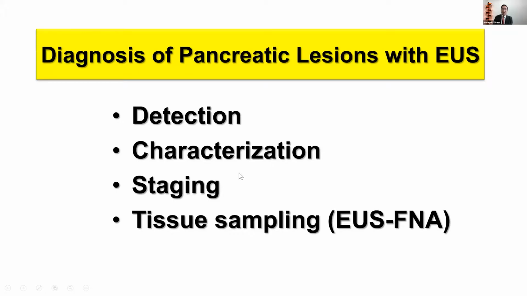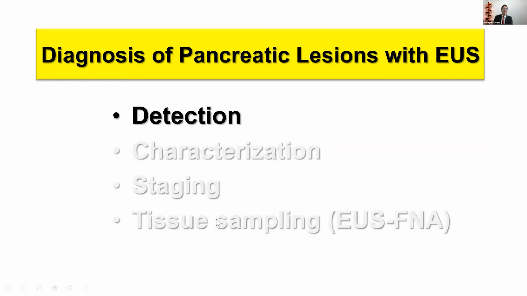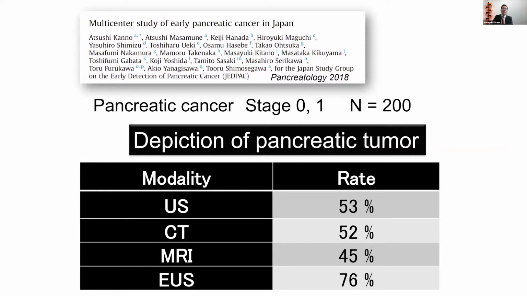Diagnosis of pancreatic lesions with EUS includes detection, characterization, staging, and tissue sampling using EUS-FNA. Regarding detection, it is superior to the other imaging modalities. This is the outcome of a Japanese multi-center study in 200 pancreatic cancer patients at stage 0 and 1. The depiction rate of pancreatic tumors using CT and MRI is around 50%. On the other hand, the depiction rate of EUS is 76%, which is superior to the other imaging modalities.